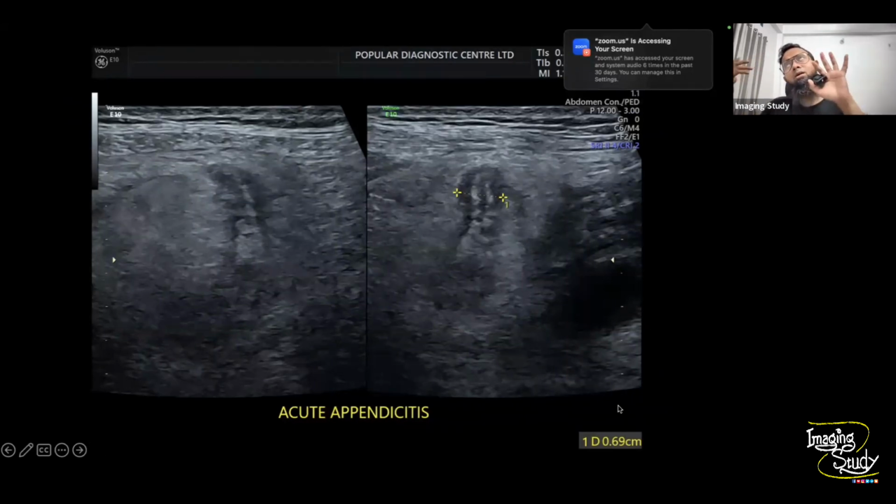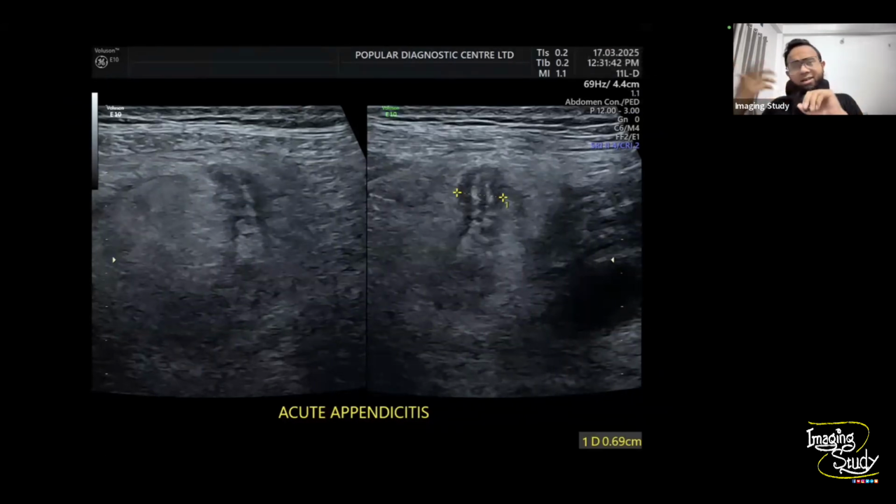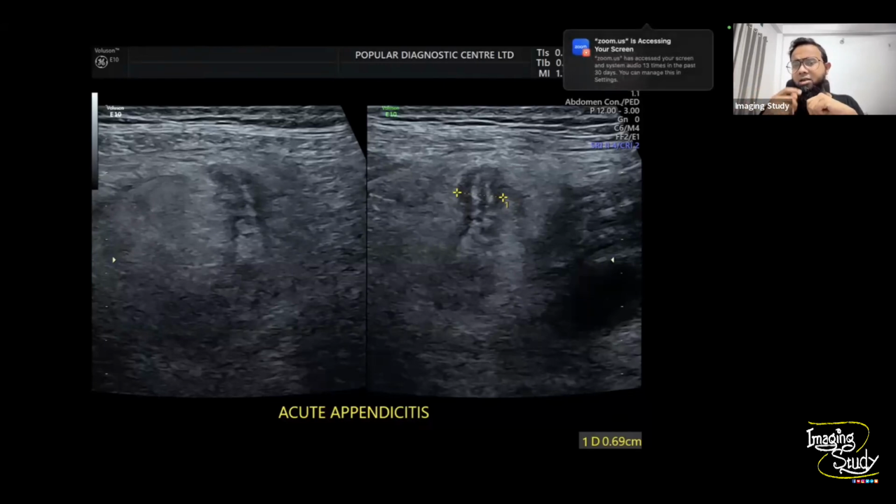So it might be, and definitely it is distended, but it might have been about 10 millimeter. Now it got ruptured. You can see that adjacent fluid. Now it got collapsed to 7 millimeter. That might be happening, or this fluid collection may be due to adjacent inflammatory process.